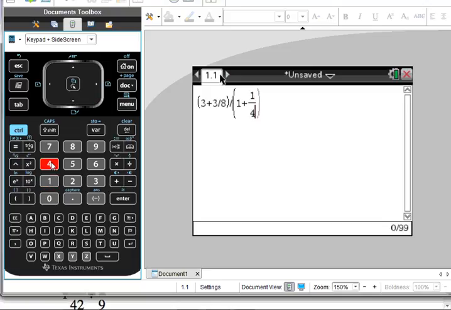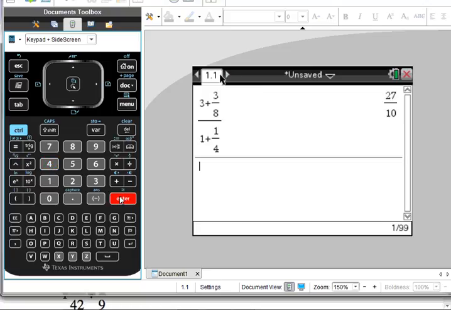Personally, I have no issues with putting in as 3 and 3/8. It's a lot faster. And then I press enter, and I get, oh, look at that. They made it a complex fraction. There's 3 and 3/8 divided by 1 and 1/4. Kind of like that. And then I get 27 tenths. You guys remember how I have to change that? I know Zach does because he knows how to do that. We have to change it to a proper fraction.